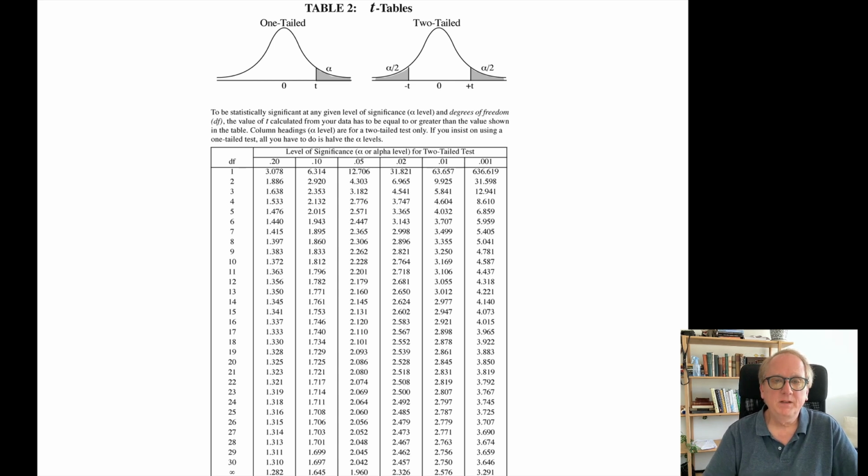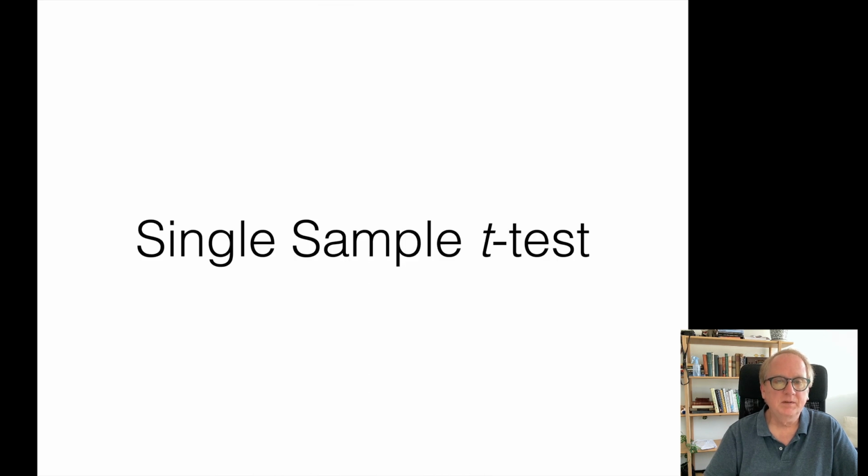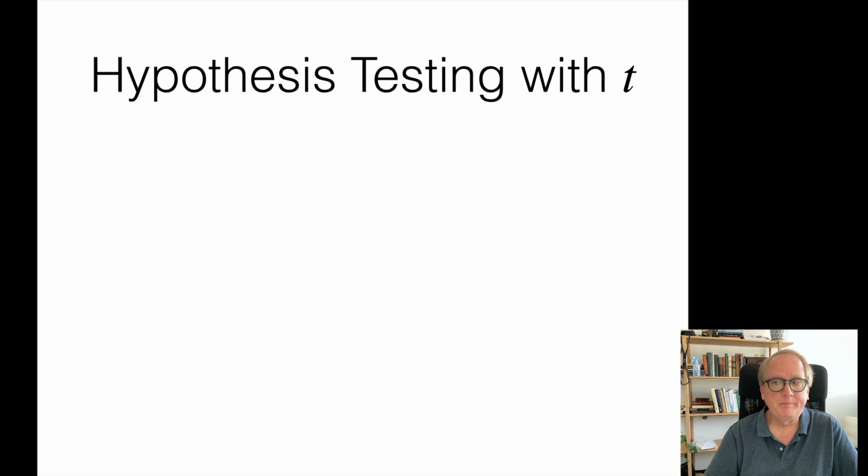Okay, now I've given you a lot of the logic behind the t-test. Let's go ahead now and look at a specific t-test. And we're going to start off with one that's very analogous to the one we had last week. It's called a single sample t-test, okay? So just like last week, we had one sample mean and we wanted to test it to see if it was different from some known value. We're going to do the same thing here, except of course, we're not going to know the population standard deviation.